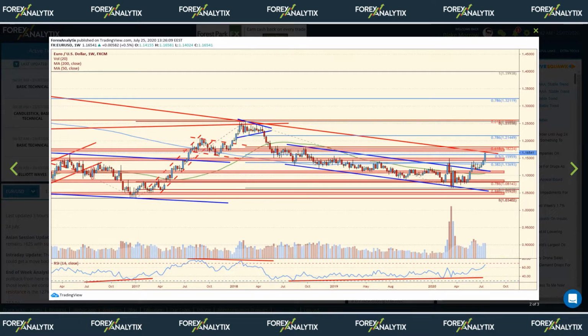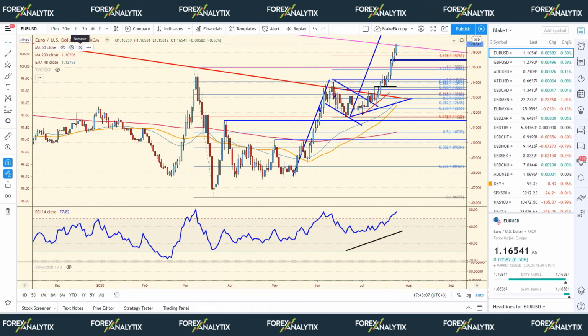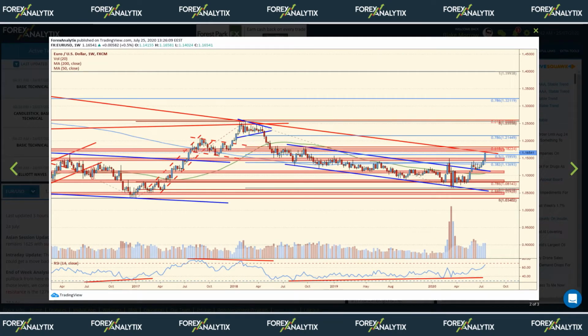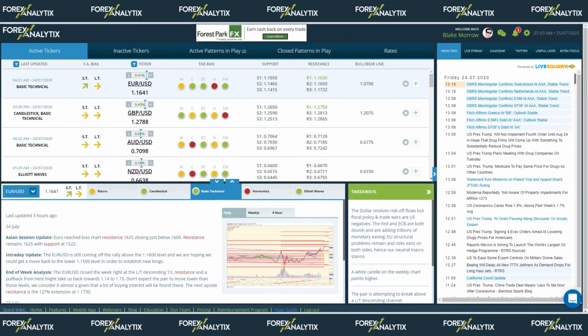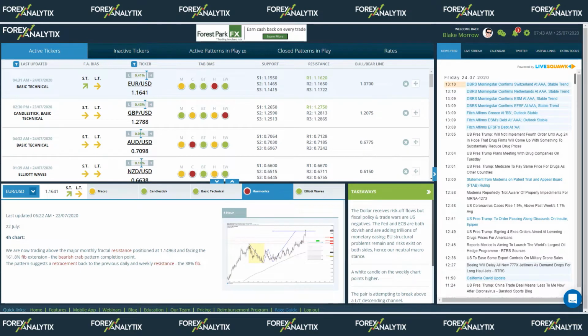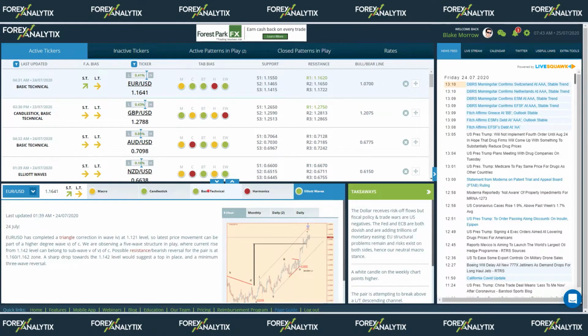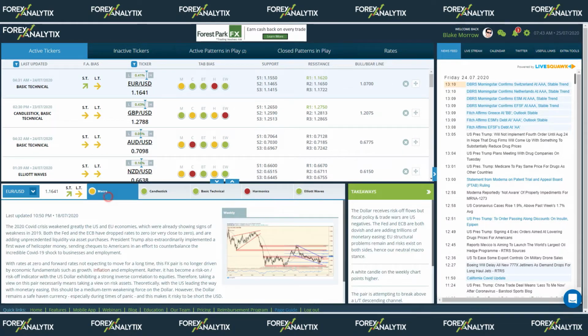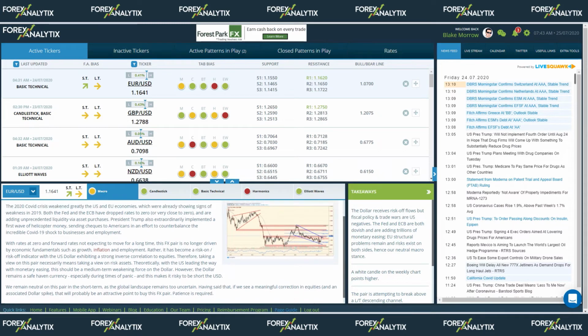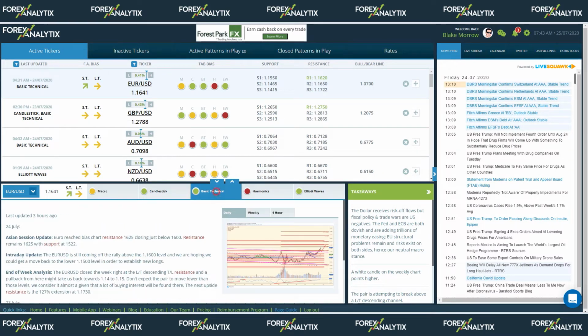The euro happens to be done right now, but I'm going to be going over to my own chart so I can draw on it for you. I just wanted to point out how you get to the different types of analysis, whether you're looking at harmonic, Elliott wave analysis, basic technical analysis, candlestick, or macro, and you want to understand the big macro drivers behind a particular currency pair.